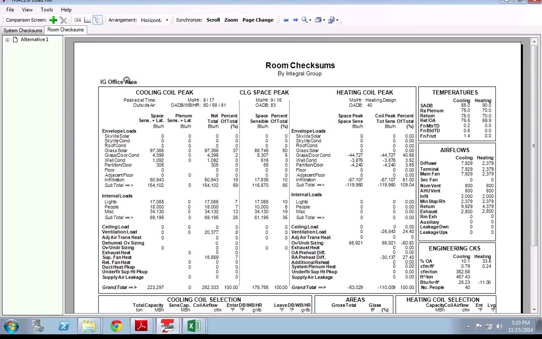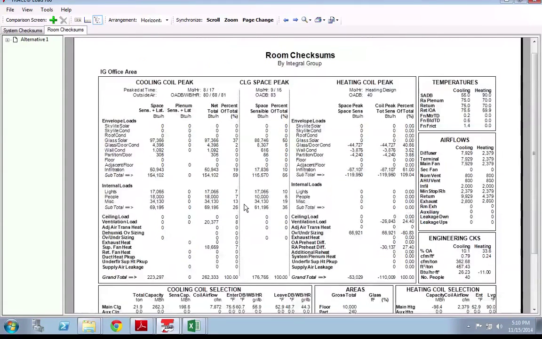Here is our IG office area. Oh, that's right. I only have 1 space actually with exterior walls. So it's actually at the exact same time the whole system is peaking. If we had a direct east room and west room, we would be able to see those. But yeah, that's kind of what to look for.